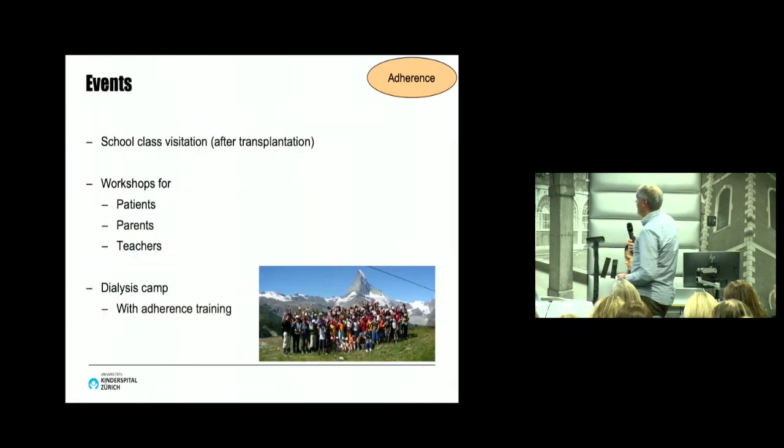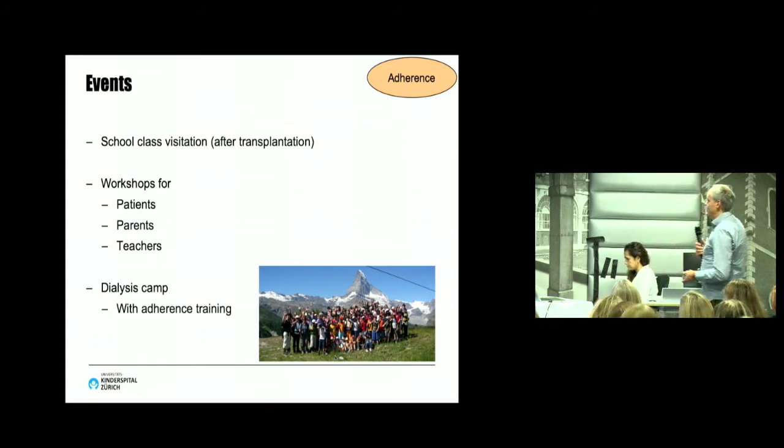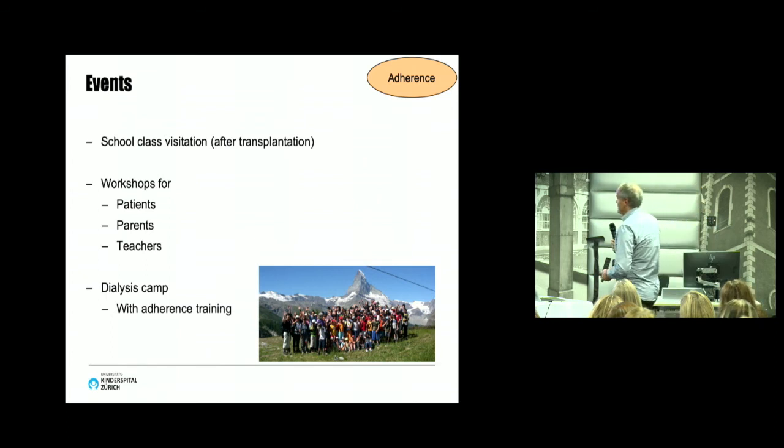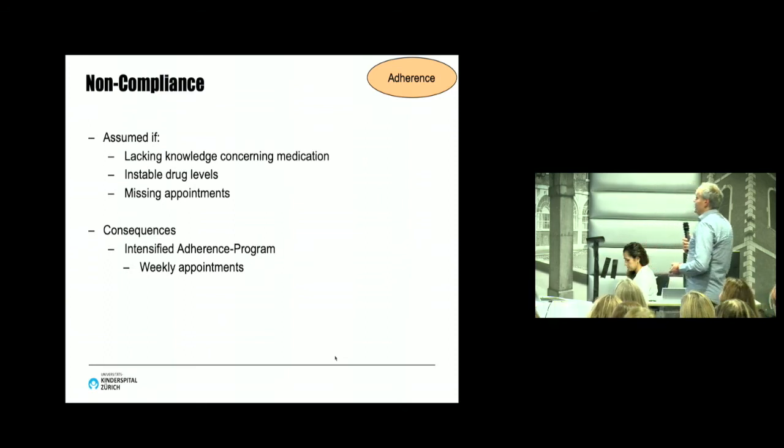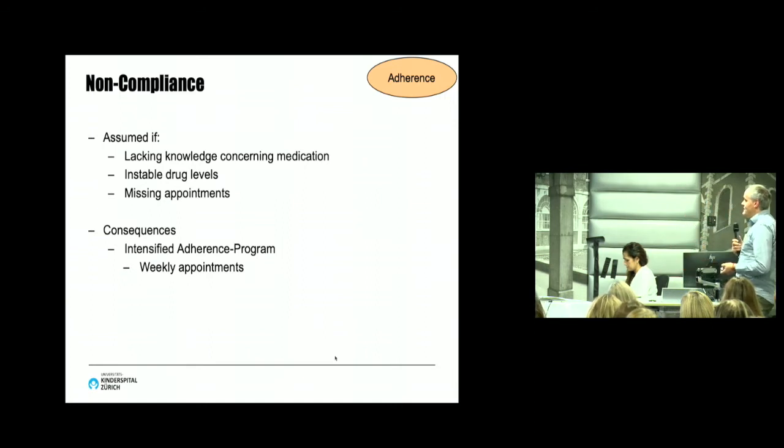Just simple things. We have events, workshops for patients, parents, teachers. We have a dialysis camp to see the Swiss Mountains, and the transplant groups. We have adherence training. And we try to find out when a patient is non-compliant or non-adherent. So we assume, if his outpatient clinic shows unstable drug levels, missed appointments, and all these things, that there are kind of consequences then. So we do intensify the adherence program.